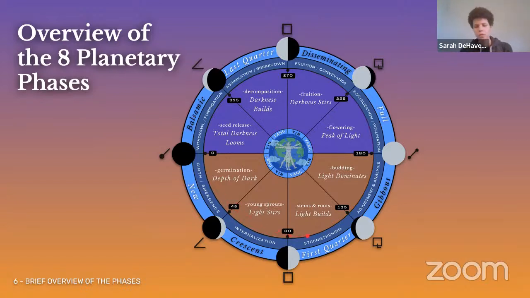Then moving into the first quarter phase, we are strengthening our roots. We are building our stems, and the light is continuing to build. At this point, the light and the dark are at a halfway point. So there's subjectivity, yes, but there's also objectivity here in this phase. And it moves ever further. It's yang, so it's wanting to push toward that fruition. And the first quarter phase is synonymous with the square, the Cancer square, actually, if you look at it from a natural zodiac perspective, right?